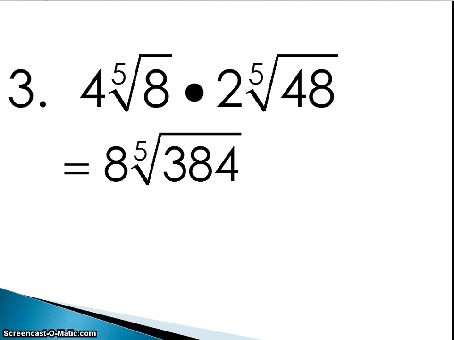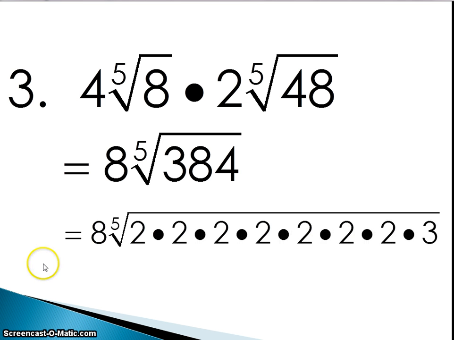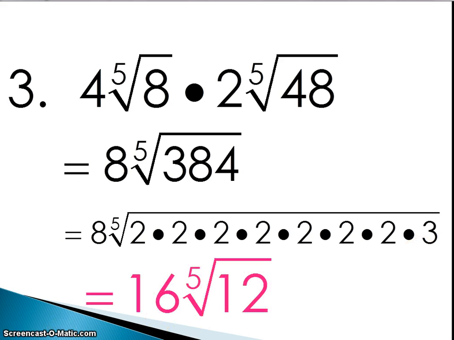Now do a math prime factor to factor out that 384. We're looking for 5 of a kind. We definitely have 5 2's that we can bring out. But when we circle that as a group, bring it out to the 8, we multiply it times the 2. The ones that get left behind get multiplied back together. So we're left with 16 5th root of 12.